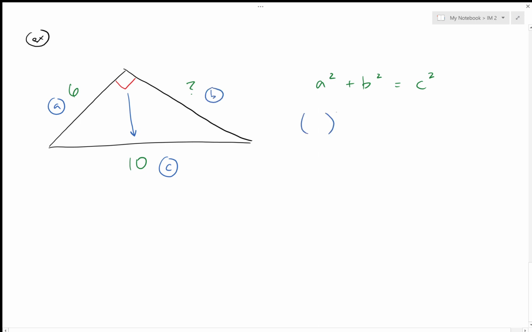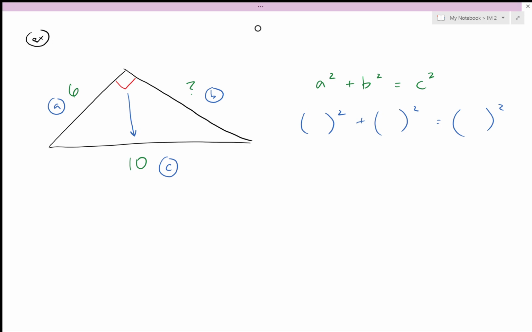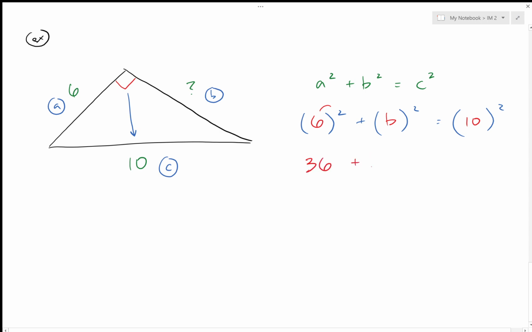So let's plug in again. A, we labeled that as 6. B, don't know yet. C, 10. 6 squared is 36. B squared is just B squared, and then 10 squared, 100. Now you notice this time we're not solving for C. So B is kind of left over here with another number. We've got to isolate it. We've got to get it by itself.